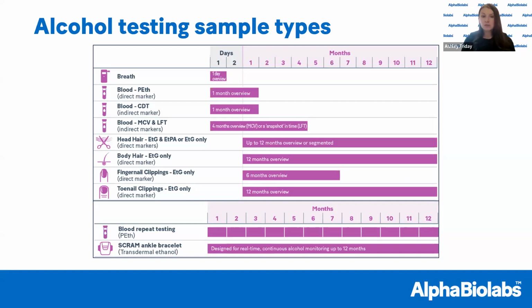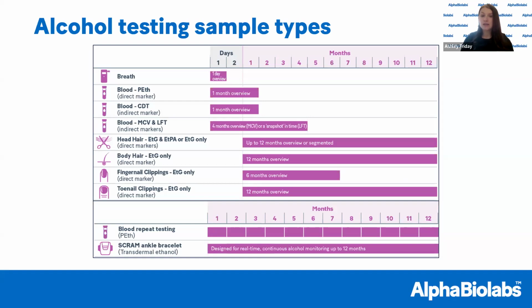Then you've got your blood tests. So as I said before, we've got 4 different types of blood test. PEth is your direct marker of alcohol, so it's only present if alcohol's been ingested. That type of testing covers approximately 1 month, as does a CDT. And then you've got your MCV and your liver function test. So your MCV is covering up to 4 months as an overview, whereas your liver function test is just a snapshot in time. So it's just looking at how the liver is functioning at the time that the sample was taken. Then again, you've got your head hair testing, so up to 12 months, body hair and toenails all up to 12 months. Just make a little note that obviously body hair and nail clippings are ETG only.